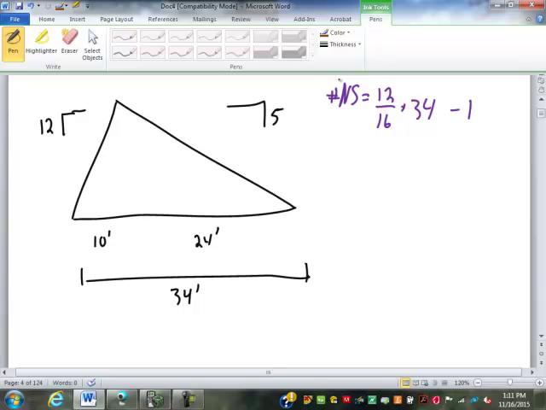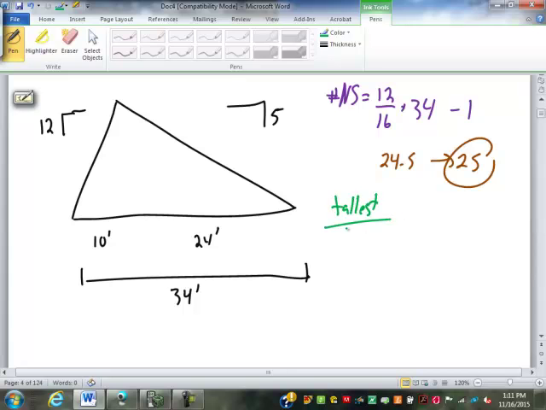Gives us a decimal, 24.5. So we're going to round that up to 25. Next thing we're going to need is the tallest, or the height. Well, over here we've got, this is 12-12, right?